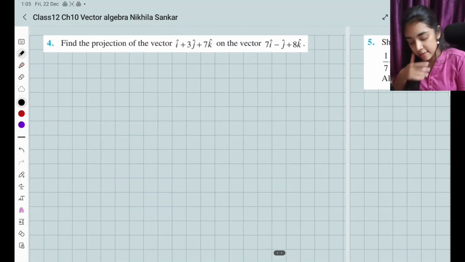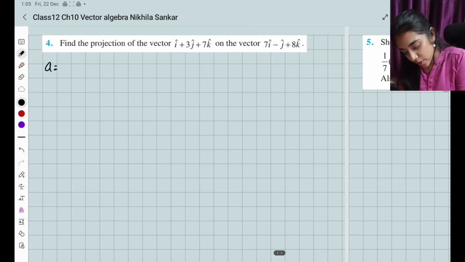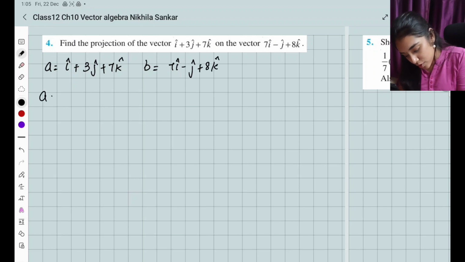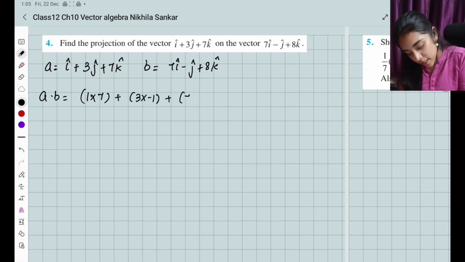Fourth question. Find the projection of the vector. Again the same. So a equals i cap plus 3j cap plus 7k cap, and b is 7i cap minus j cap plus 8k cap. So a dot b equals 1 into 7 plus 3 into minus 1 plus 7 into 8.